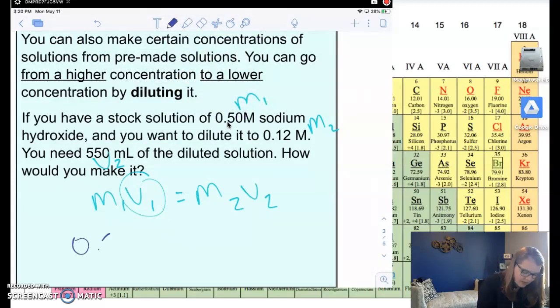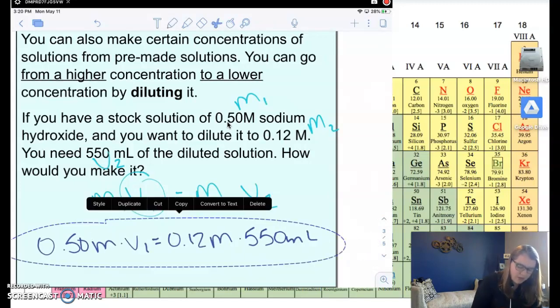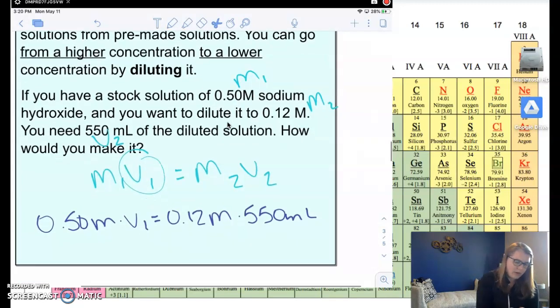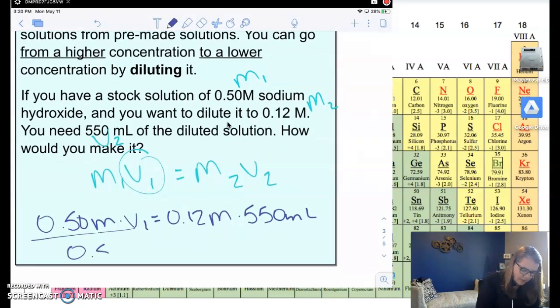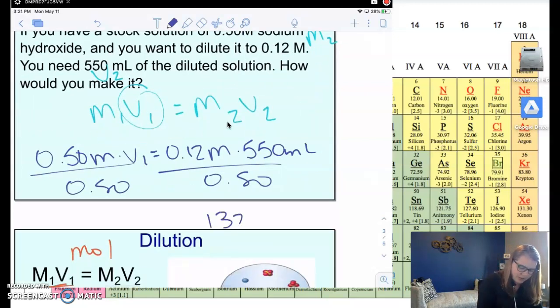So if I plug everything in here, 0.5 molar times V1 equals 0.12 molar times 550 milliliters. Notice for this one you can keep it in milliliters, because if both of your volumes are in milliliters, everything cancels out accordingly. So dividing by 0.5 on either side, 0.12 times 550 divided by 0.5, I'm getting an answer of 132 milliliters for V1.